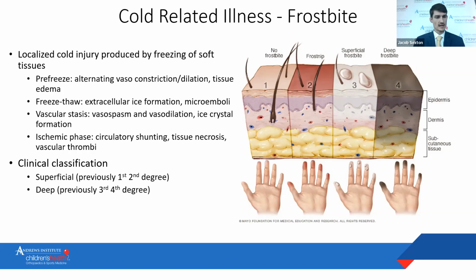Clinically, in the past it was described as first, second, third, fourth degree, but now it's been changed to superficial for your first and second degree, so evidence of blistering. And then you have your deep, your third and fourth, where you start getting to the dermis and subcutaneous tissue layers.